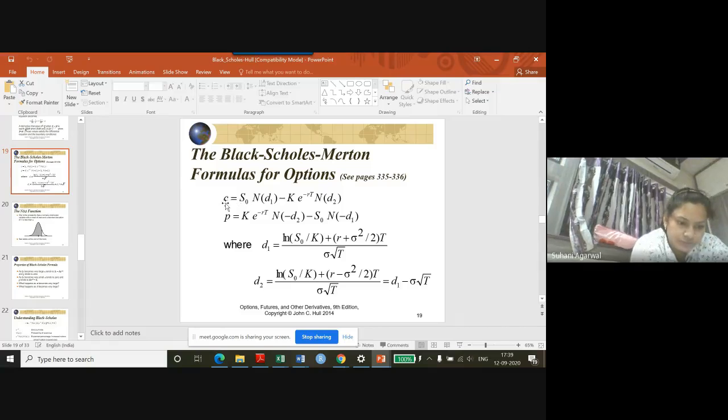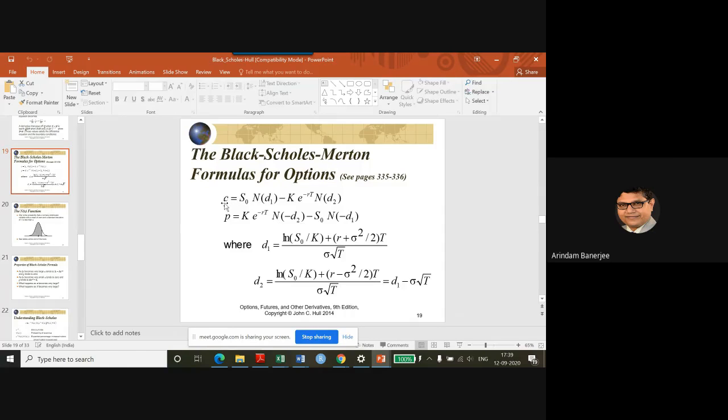For these types of questions, I would not suggest memorizing, but learn the relationships between these five variables and the value of the option, for both call and put. Most questions depend on that. Suppose the rate of interest changes, how will it impact the value of the option? This can also be a question.